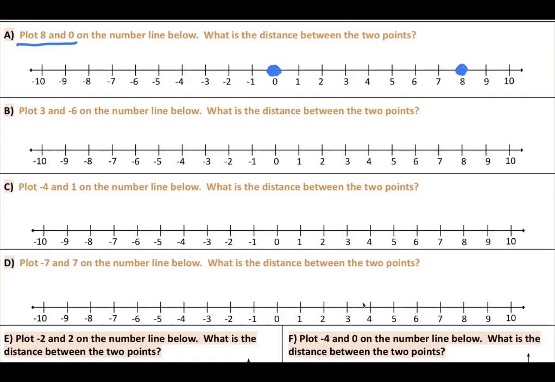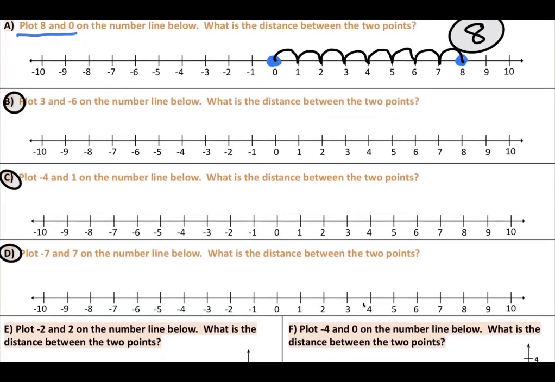And then we can count by making super neat loops, one loop between each number. And the distance between 8 and 0 is 8. Go ahead and complete B, C, and D on your own. This video will not go over those. Let's take a look at E.